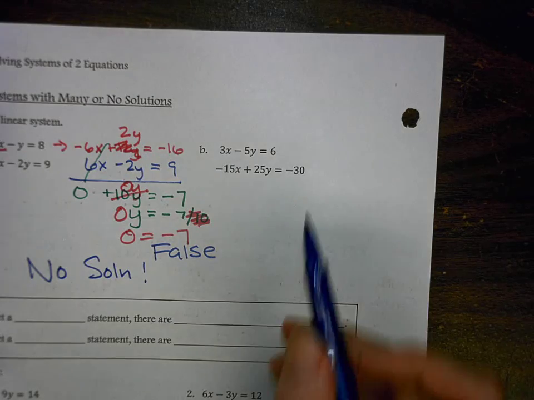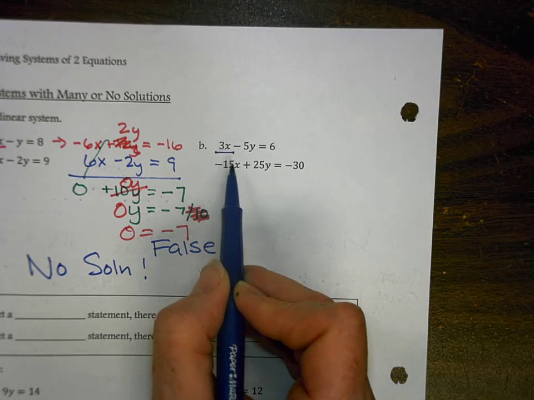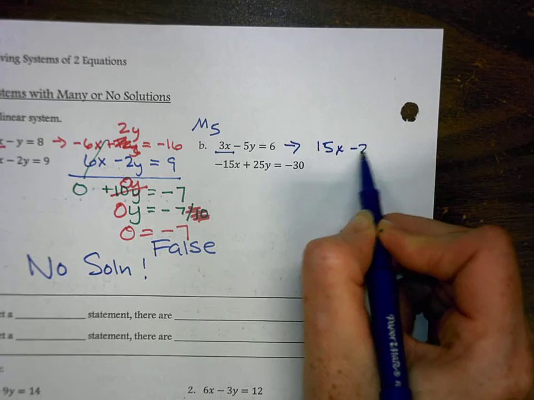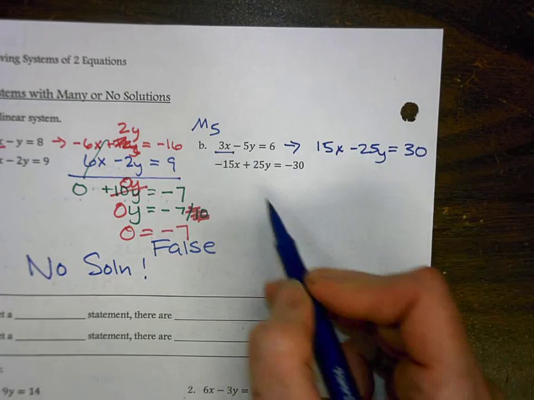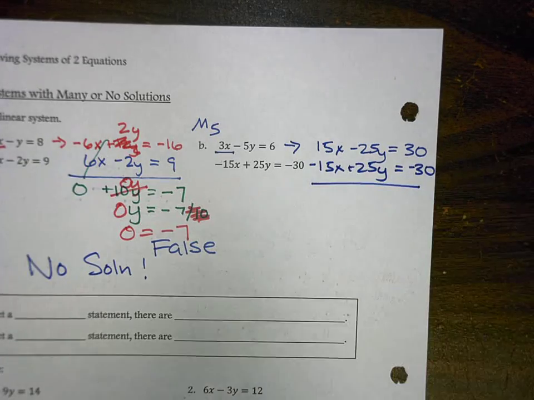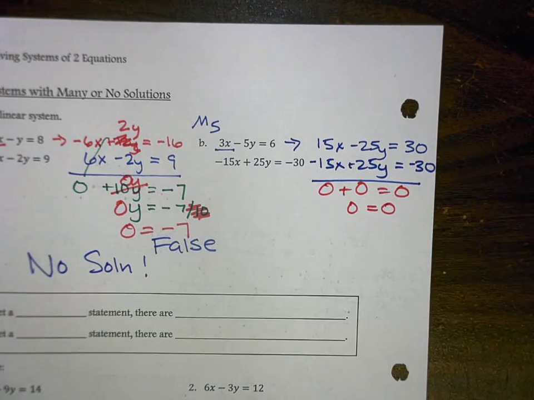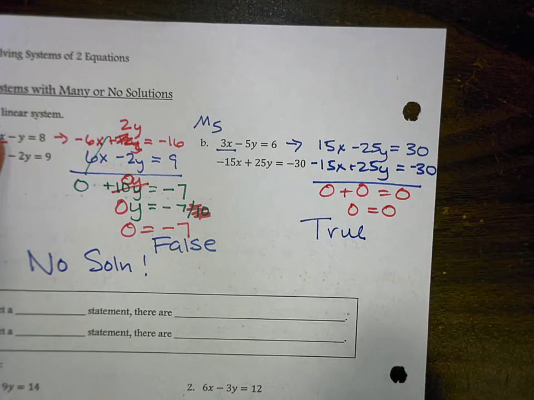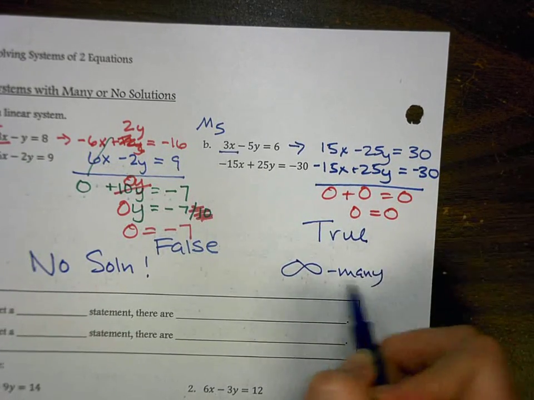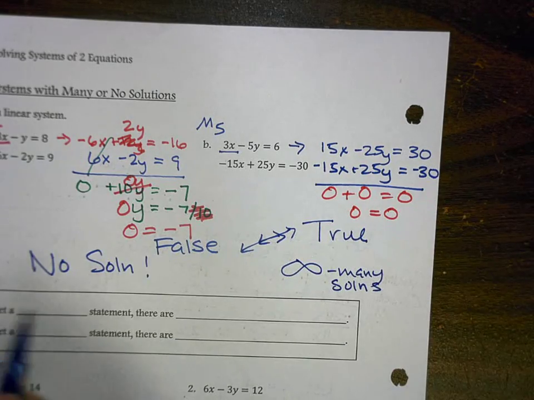Here we go. What are we going to do here? We got to get rid of a variable. Let's get rid of this variable x. Well, what do I have to multiply this by to get a +15? Multiply by 5. You get 15x minus 25y equals 30. You add it to this, -15x plus 25y equals -30. It's very similar, but not quite. When I add them together, I get 0 plus 0 equals 0. 0 equals 0. Well, that is true. Okay, it's true, but it's a special case. When you have 0 equals 0, what you have is infinitely many solutions. And we remember what that looks like, right? That looks like two lines, and they're right on top of one another. Infinitely many. No solution is when you have parallel lines.